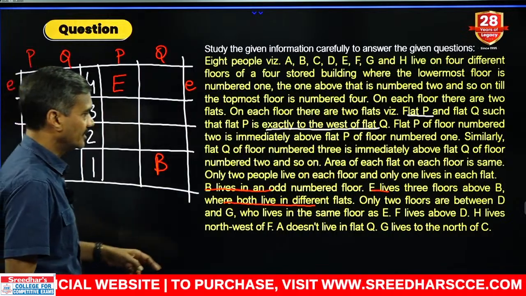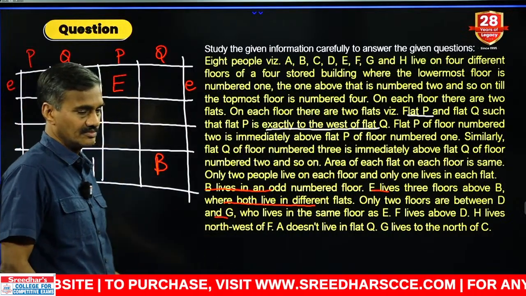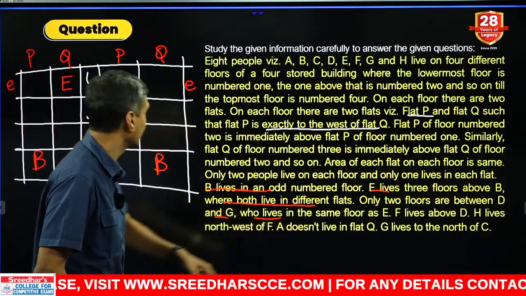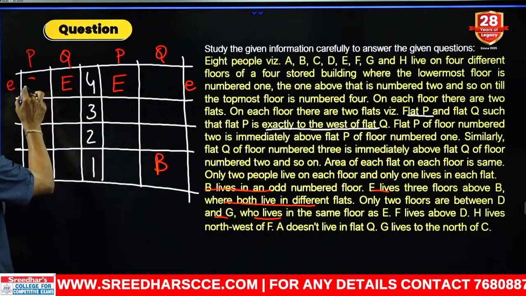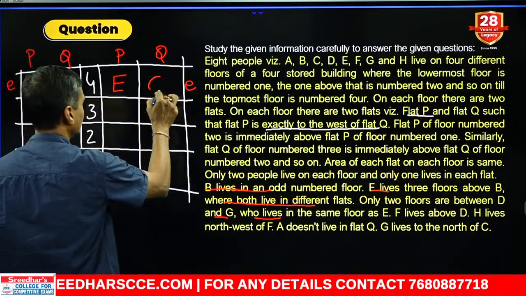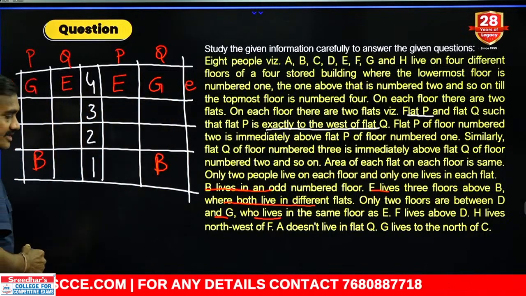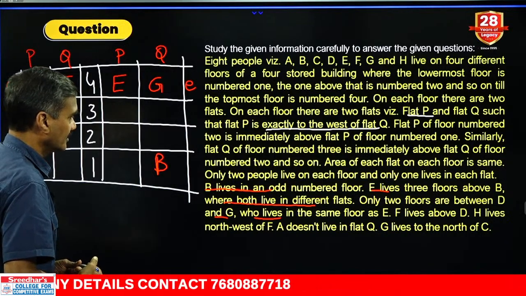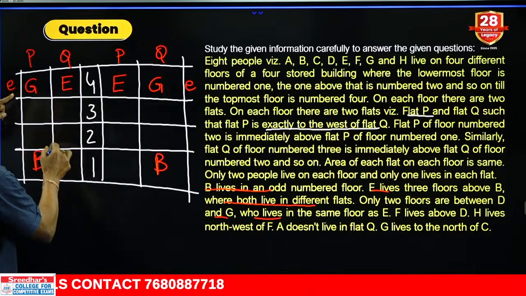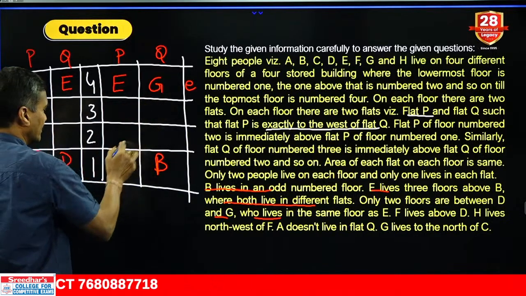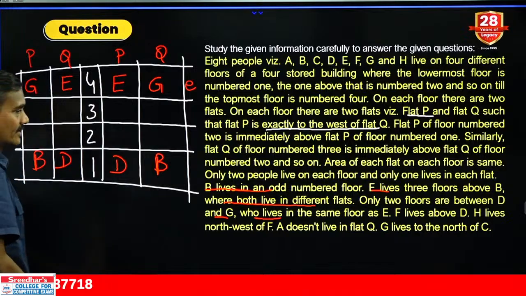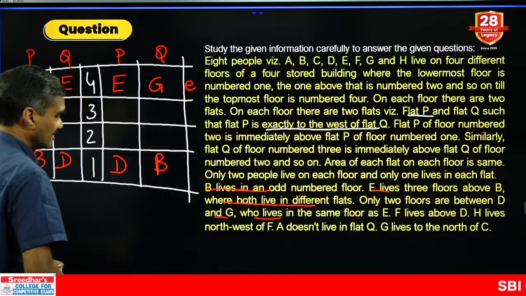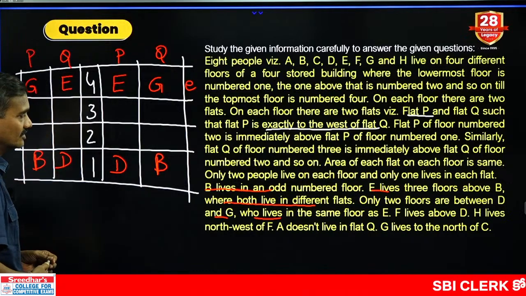And next one. Only 2 floors are there between D and G. Exactly 2. G lives on the same floor as E. G and E are living on the same floor. G is here. Now here also G is here. And at the same time, there are 2 floors between D and G. 1, 2. D is here. And F lives above D. F lives above D. That means F is on the 2nd or the 3rd floor.